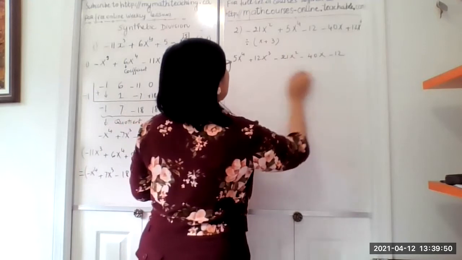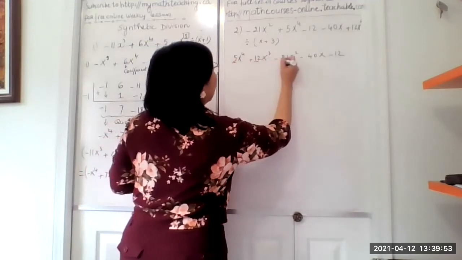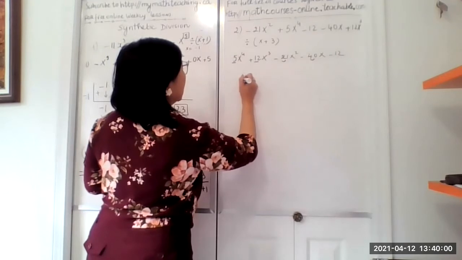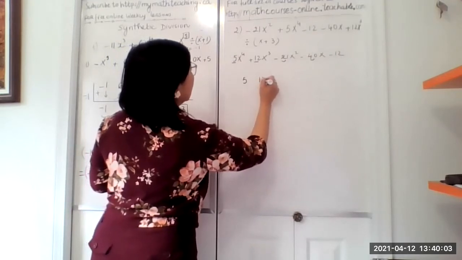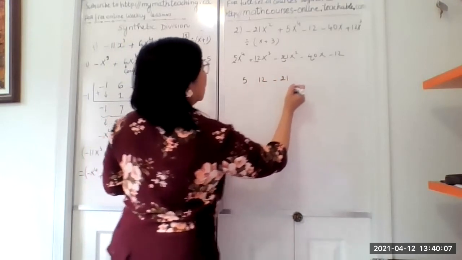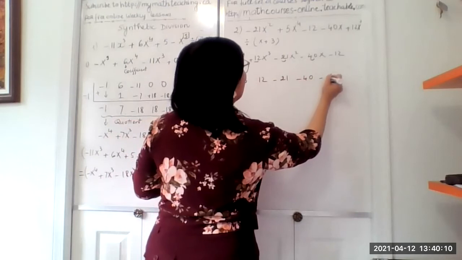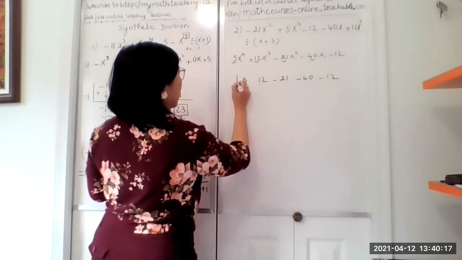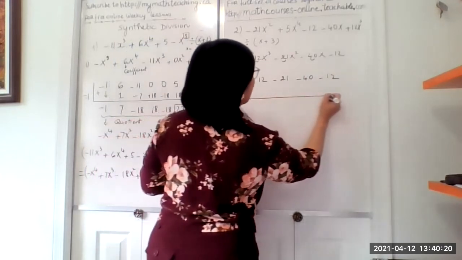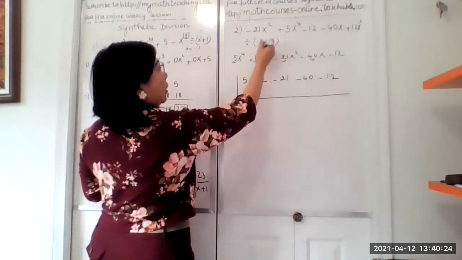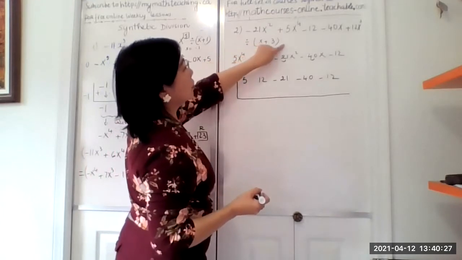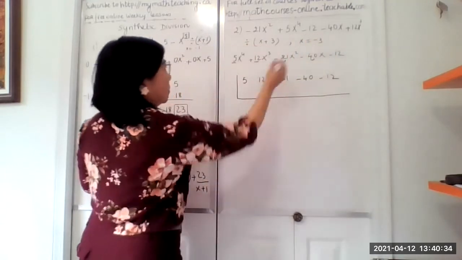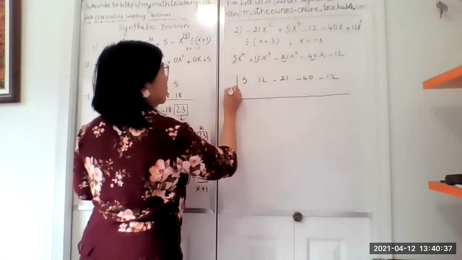So now I'm going to record these numbers in front of the x without putting the x down. That's the first step. So I'm going to put 5, 12, minus 21, minus 40, and minus 12. I'm going to put the sign upside down to the side of the long division, like this. I'm going to solve for x here. I set x plus 3 equals 0 to solve for x equals minus 3. So I'm going to put the minus 3 here as the divisor.